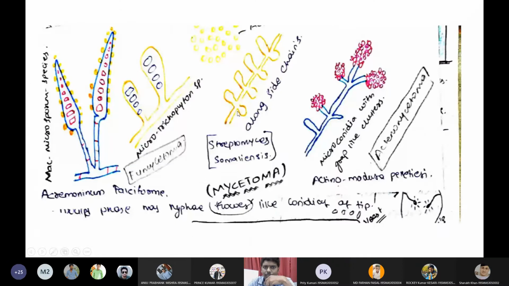Okay, so these are a few diagrams of the various species of mycetoma. This is how Acremonium falciforme looks like. This is how Madurella mycetomatis looks like. This is how Streptomyces somaliensis looks like, and this is how Actinomadura pelletieri looks like. So these are a few pictures of the fungi that cause mycetoma infection.